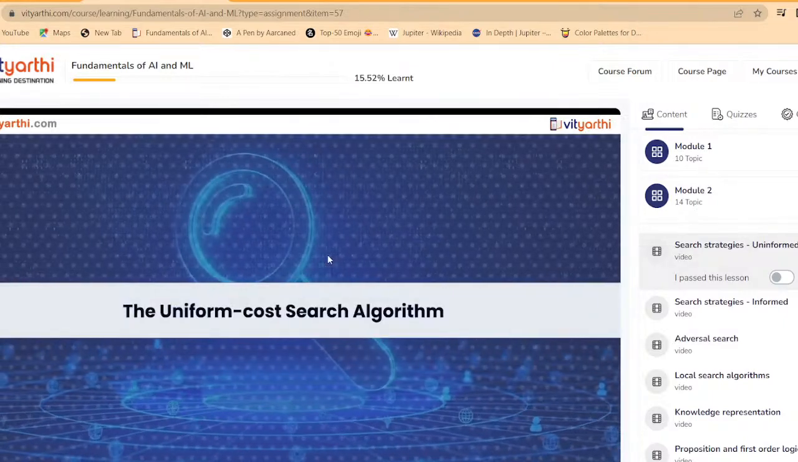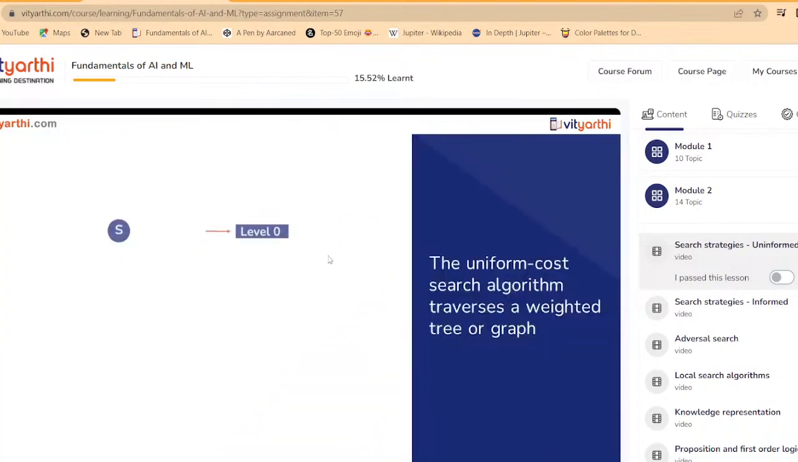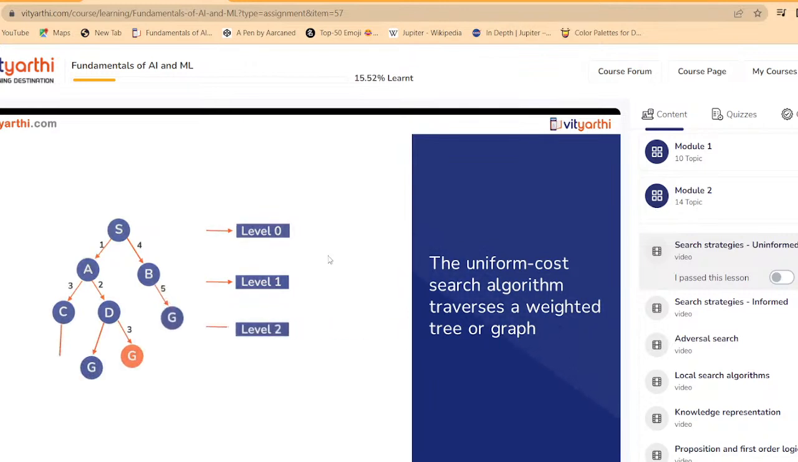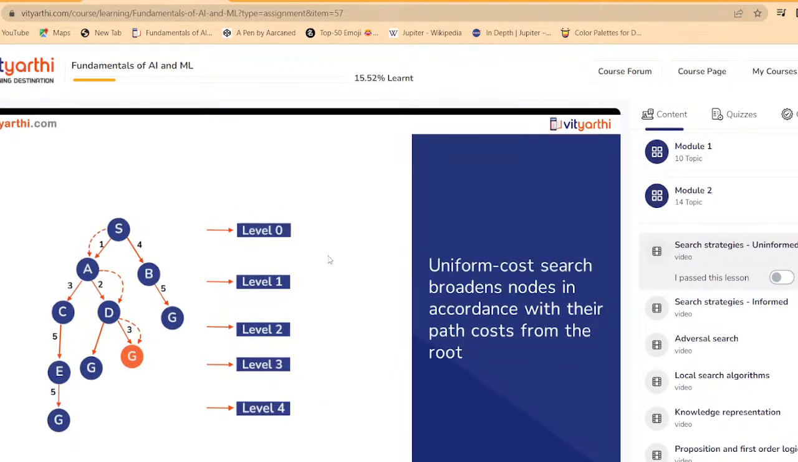The next algorithm is the uniform cost search algorithm. The uniform cost search algorithm traverses a weighted tree or graph. This algorithm is implemented when each edge has a unique cost. The primary objective of this uniform cost search is to locate a path to the goal node within the lowest total cost.